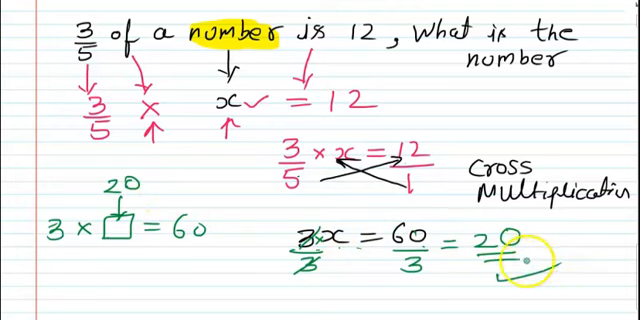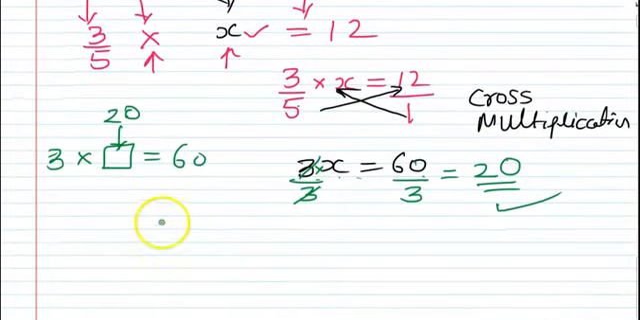Okay. So this is 20. But if we want, we can do it the other way as well. And what is the other way? Just have a look. So we start our journey from here. So this was our question: 3/5 of x is 12.